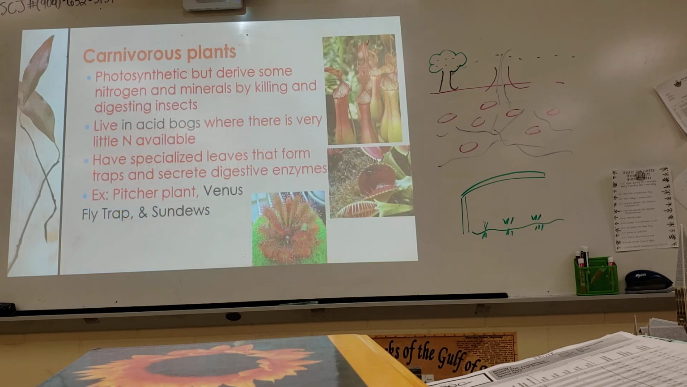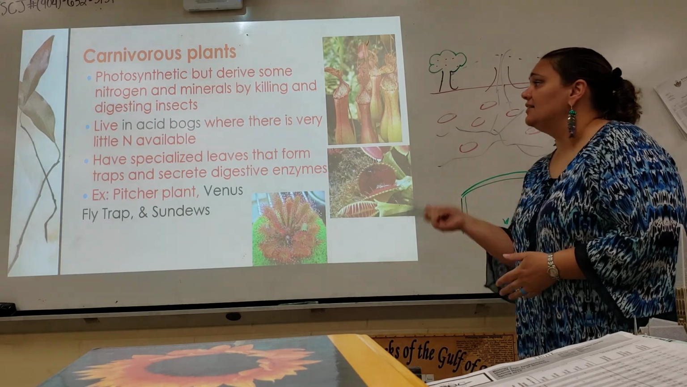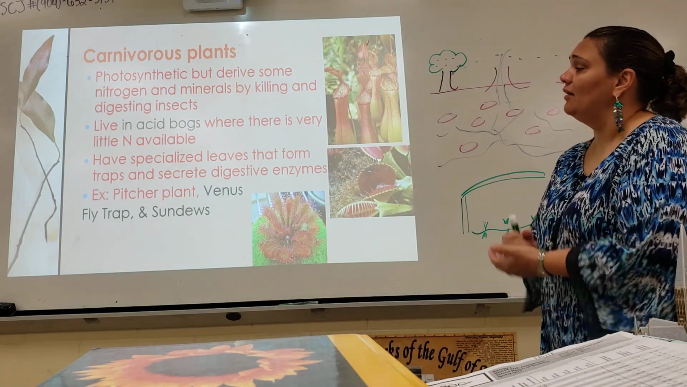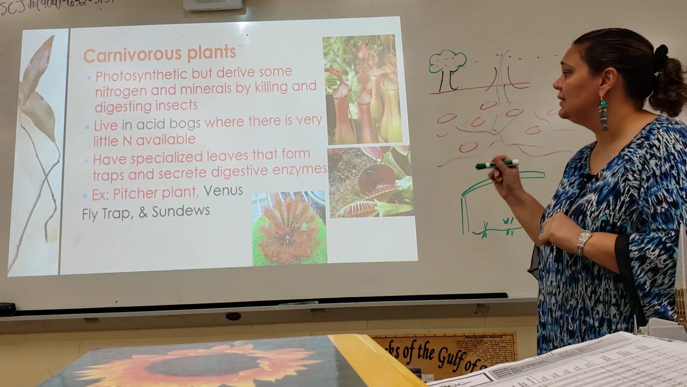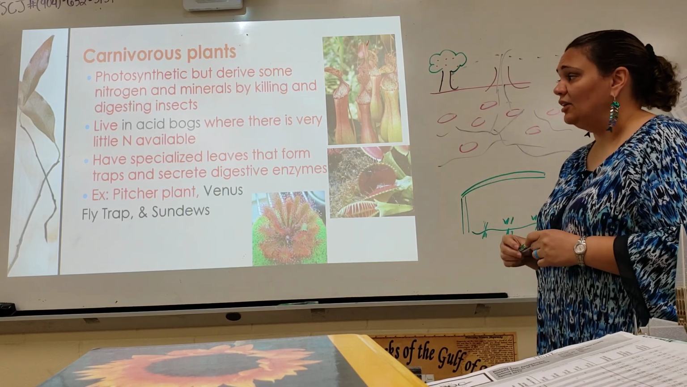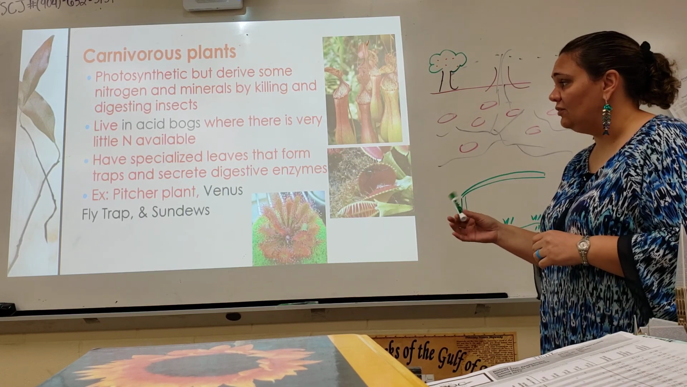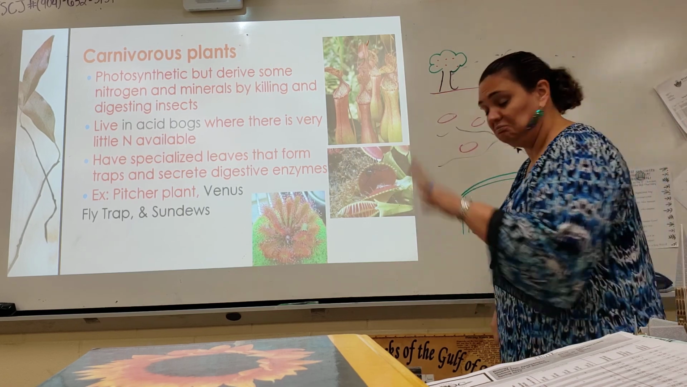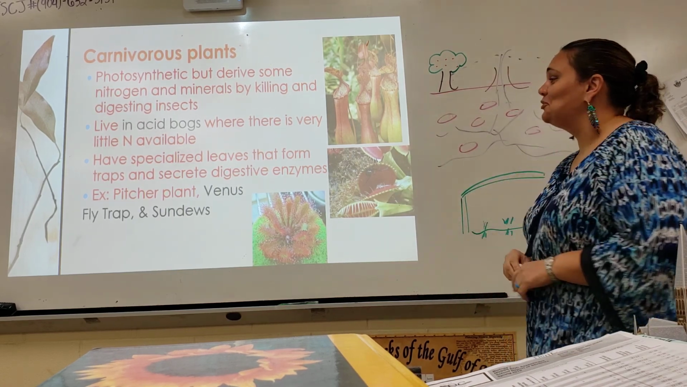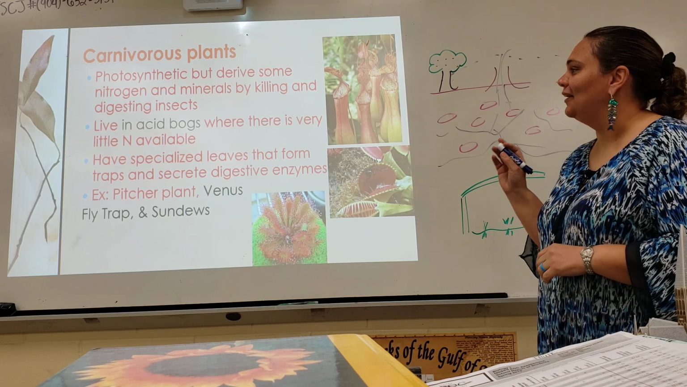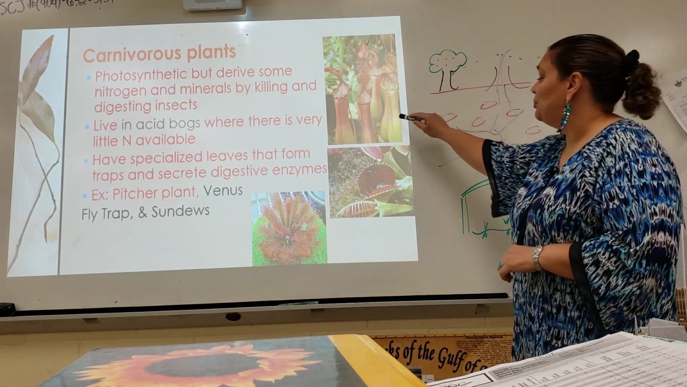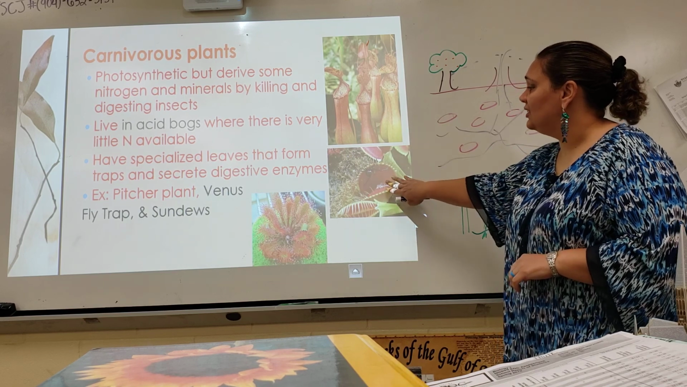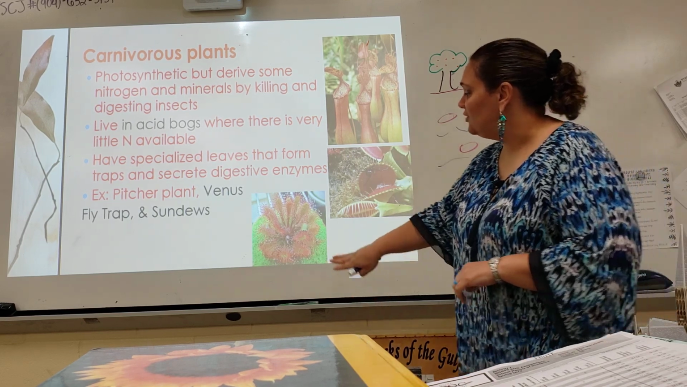Last slide, carnivorous plants. Like I said in the very beginning, these guys are photosynthetic, but they'll derive some nitrogen and other minerals by killing and digesting insects. They live where there is very little nitrogen available and have specialized leaves. So these are all leaves that trap the actual insects. So there's your pitcher plant. This is your Venus flytrap, and this is your sundews.